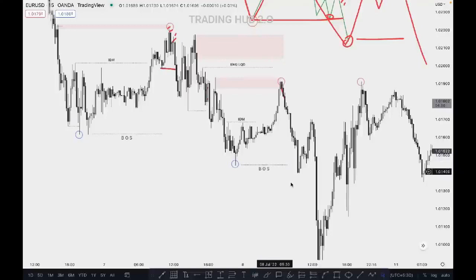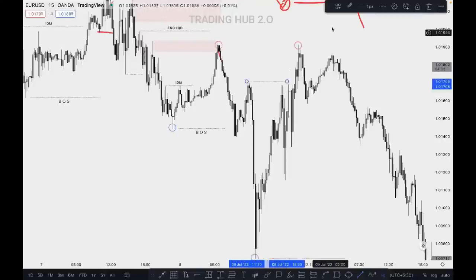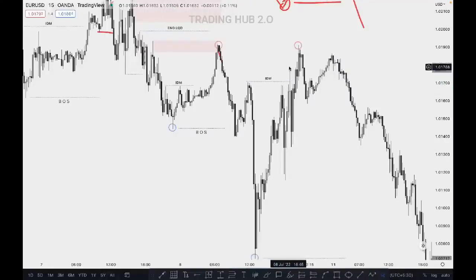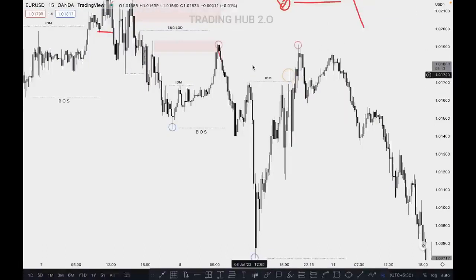Again the market breaks this structure. After the break, when can we sell? This is our first inducement, which is here obviously, and after this inducement you can see the market sweep this high. At this point you can switch into the M1 chart. Once the market sweeps the previous high or previous low, or taps on the demand and supply, you can switch into the M1 chart.